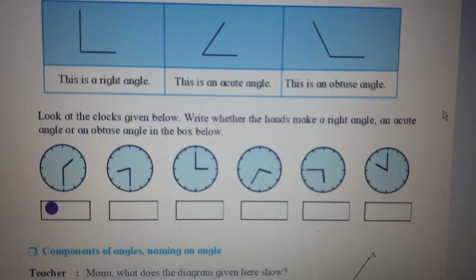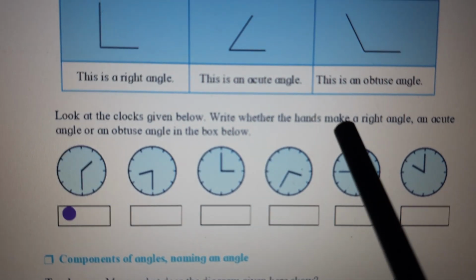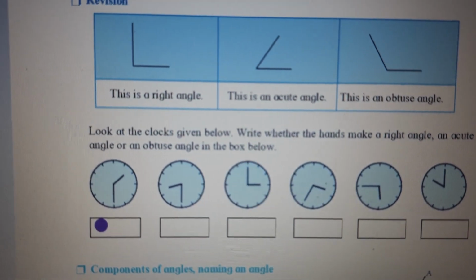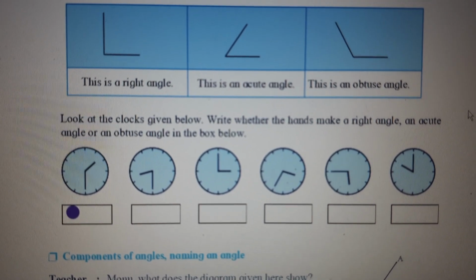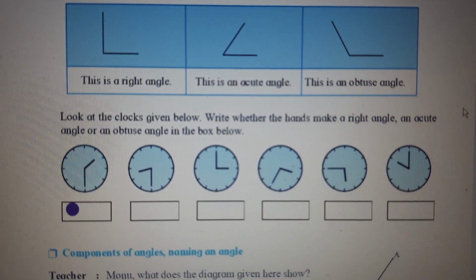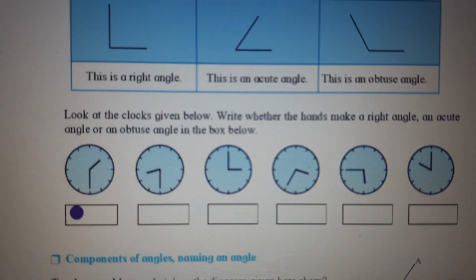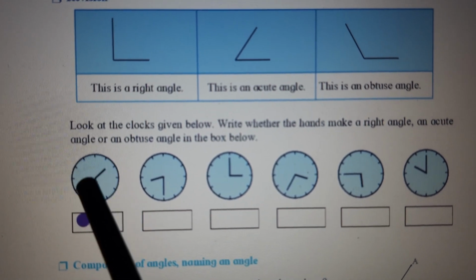Now look at the clocks given below. Write whether the hands make a right angle, acute angle or an obtuse angle in the box below. So you have to just look at it and make a comment over there. Write a comment that whether it's a right angle, obtuse angle or acute angle. So just compare. Just look at this. So what do you feel?